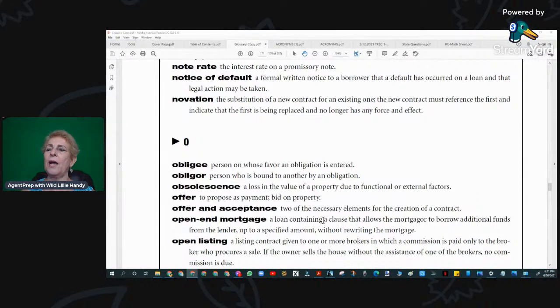Obsolescence, a loss in the value of a property due to functional or external factors. When the obsolescence is functional, that means the house is outdated. The neighborhood now has 3-bedroom homes, and this one is 2 bedrooms, or it's missing a bath. So the functionality is obsolete. It can be repaired, but it's going to take quite a bit of cost to bring it to the comps of the surrounding properties.